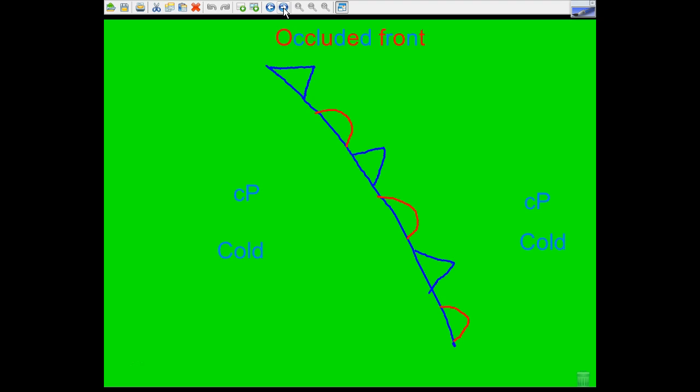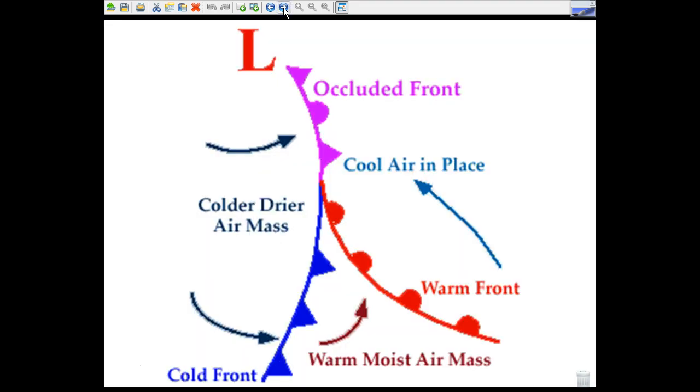Then we have an occluded front. If you take a look at some other textbook pictures or diagrams of it, you can see here we have occlusion, and here it hasn't occluded yet. It's kind of like the zipper effect. If you think about a zipper, if we pull the zipper down, this is going to occlude next and next and next. So the occlusion is going to continue on.